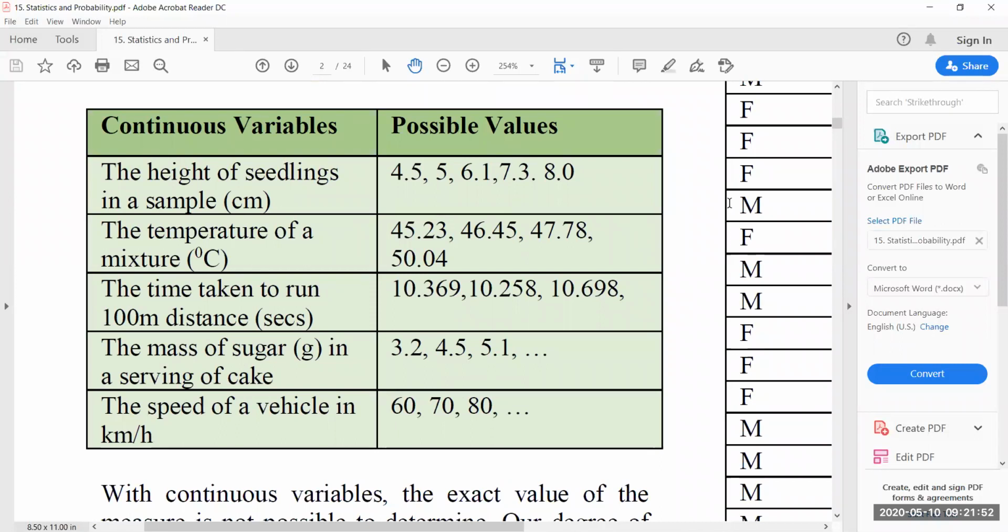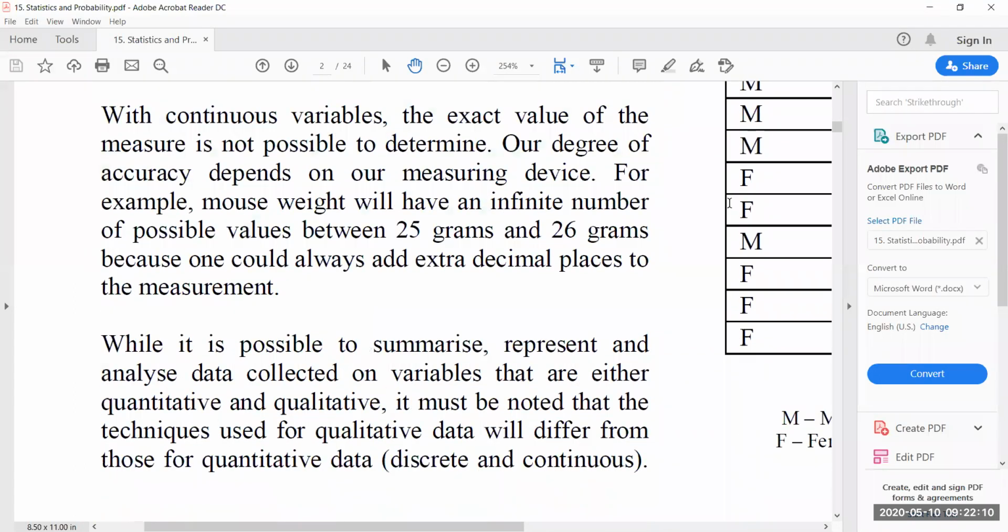It continues. So temperature of a mixture, it can be 45.3 degrees, sorry, 0.23 degrees, it can be 46.45 degrees, it can be 47.78 degrees, it can be 50.04 degrees, etc. Okay? Now, with continuous variables, the exact value of the measure is not possible to determine, which is basically what I was saying here. Our degree of accuracy, which is how correct the information is, will depend on our measuring devices. So for example, your thermometers, etc.